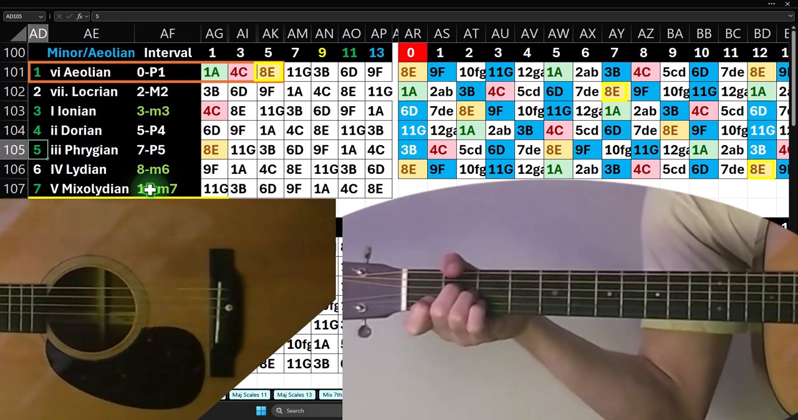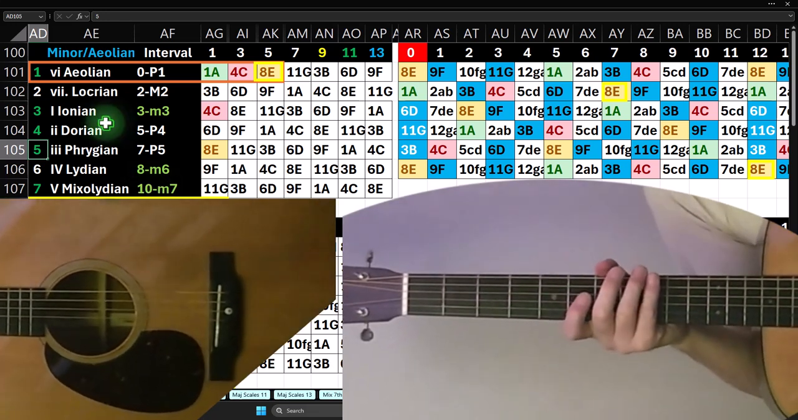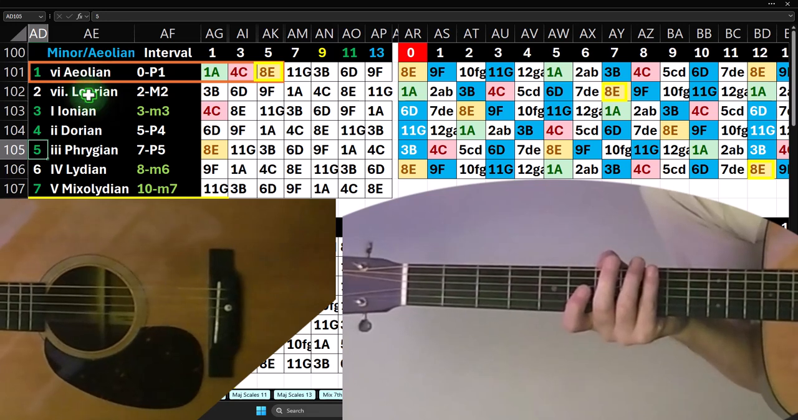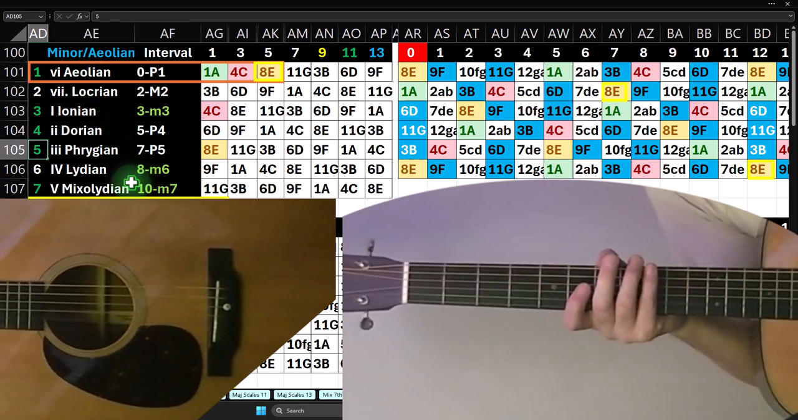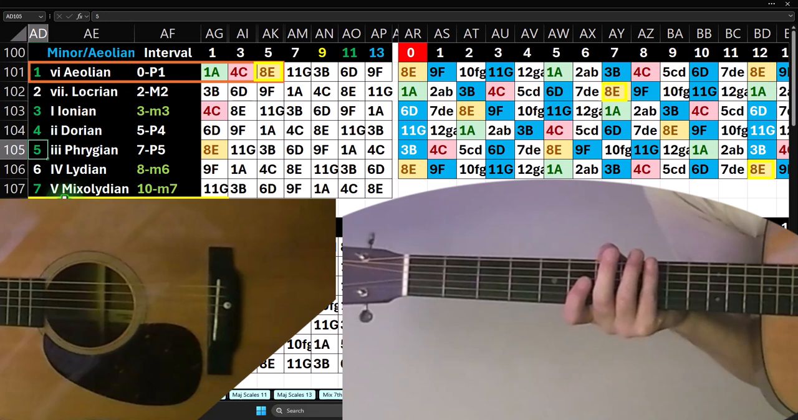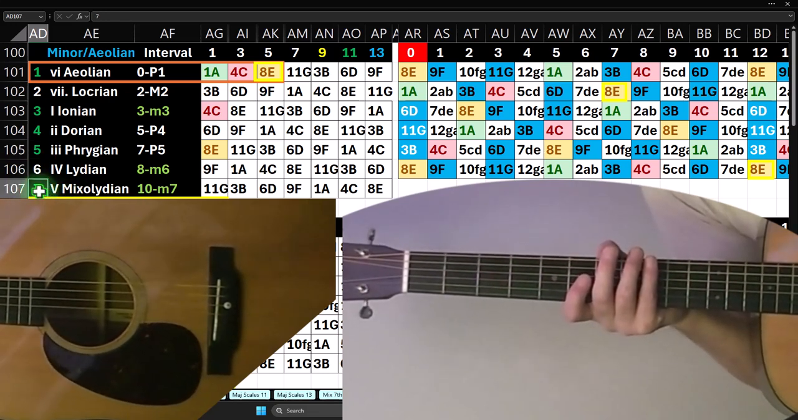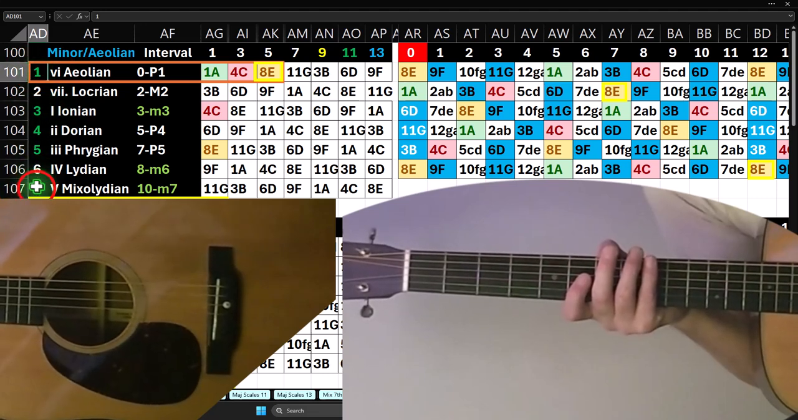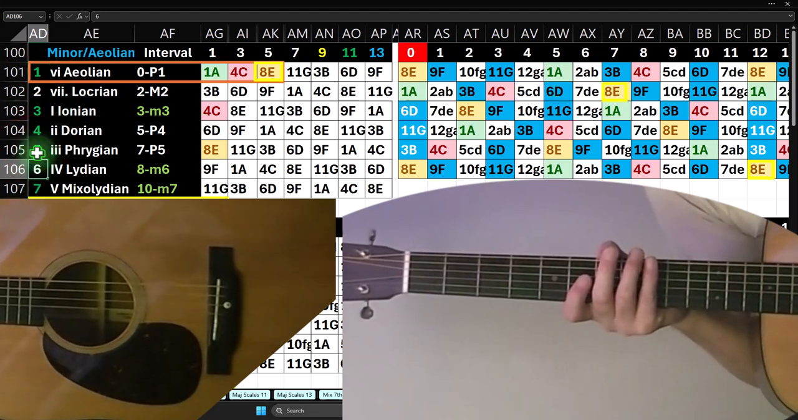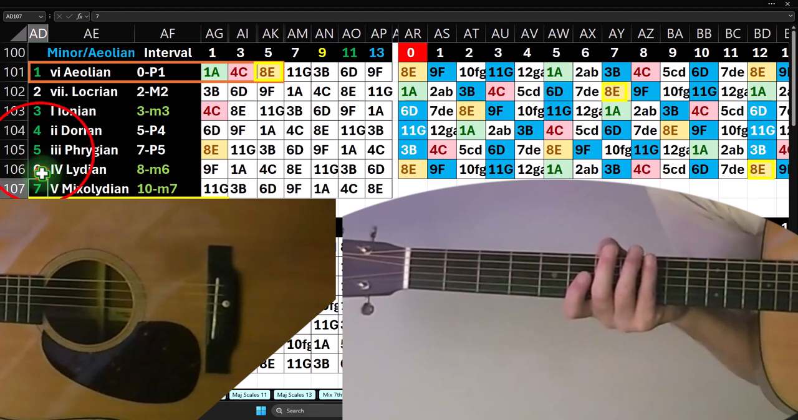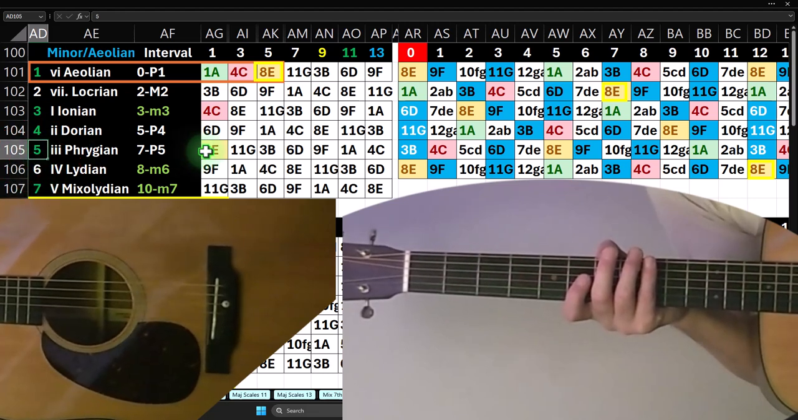Now, I could look at that same progression from the perspective of the relative major, because I might know those better. If I numbered the progression from the perspective of A minor, it would be 1, 7, 6, 5, but then we major the 5.